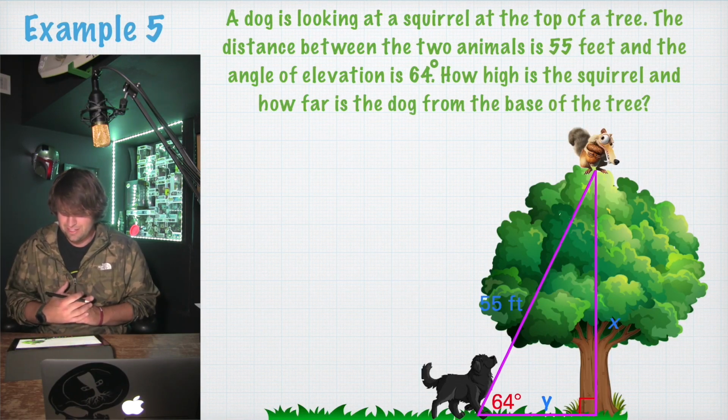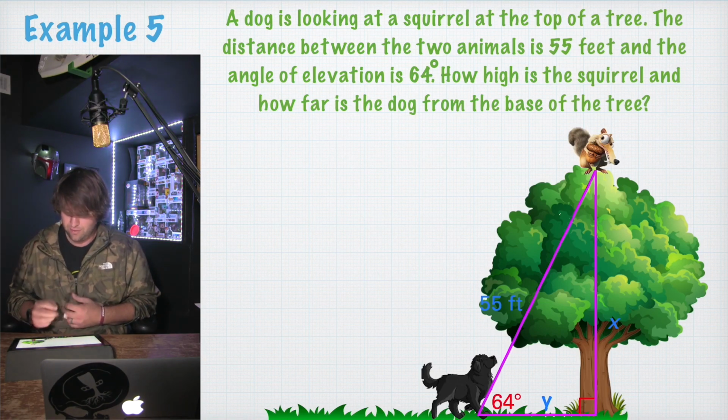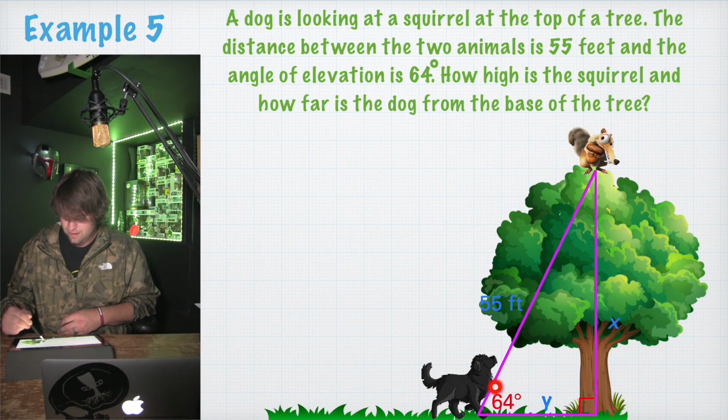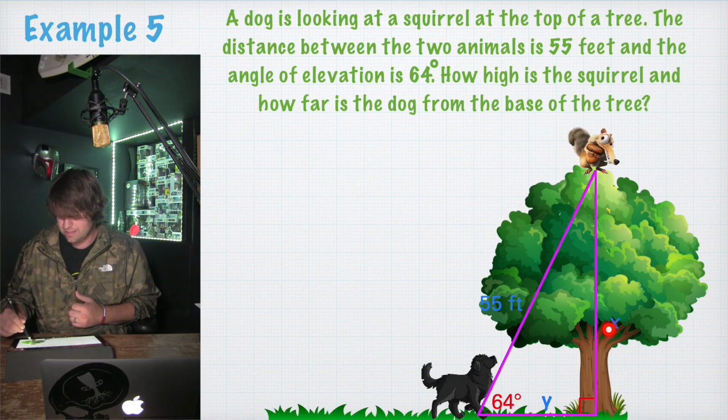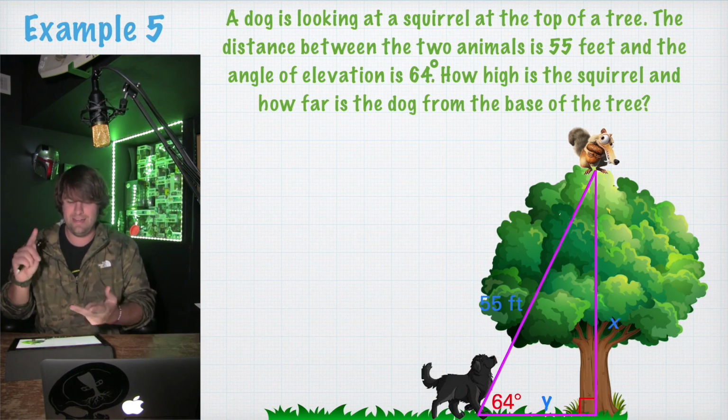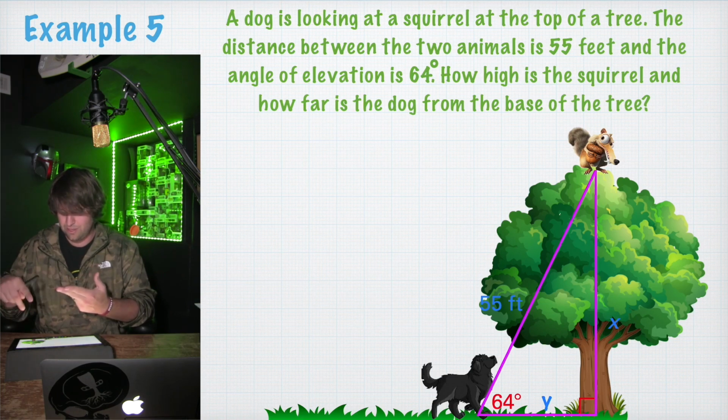Example 5. A dog is looking at a squirrel at the top of a tree. The distance between the two animals is 55 feet, and the angle of elevation is 64 degrees. How high is the squirrel and how far is the dog from the base of the tree? So we know that right here the hypotenuse is 55 feet and this angle measure is 64 degrees. So in relation to 64, y is adjacent and x is opposite, and both are dealing with the hypotenuse. So we know we're going to do cosine and sine to solve for each of these.